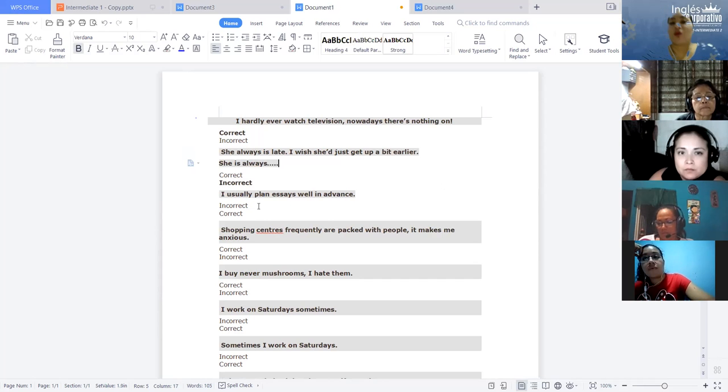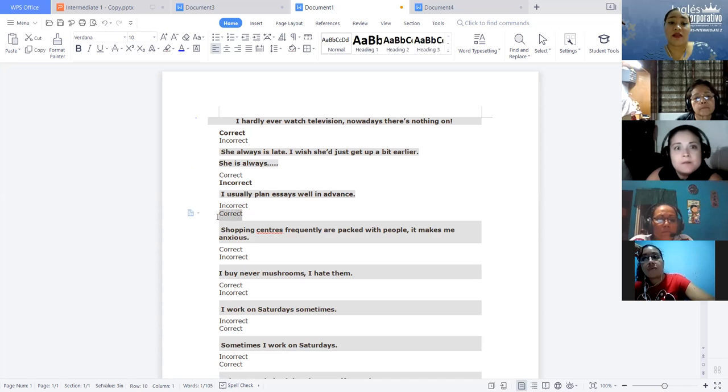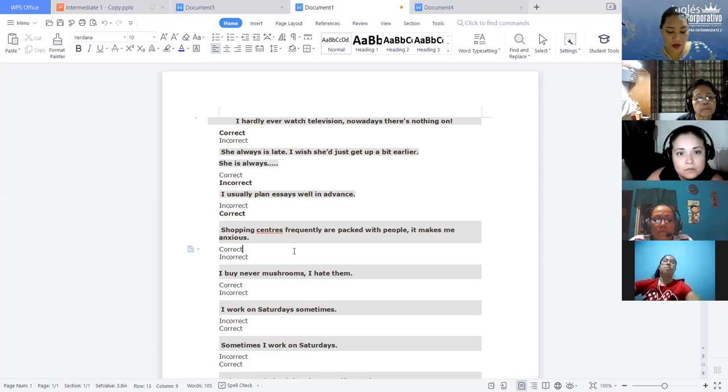Good job. This one, the number three. Who can read the number three? I usually plan essays well in advance. Good job. Yes. This one is correct or incorrect? It's correct, right? Yes, good job. It's correct.